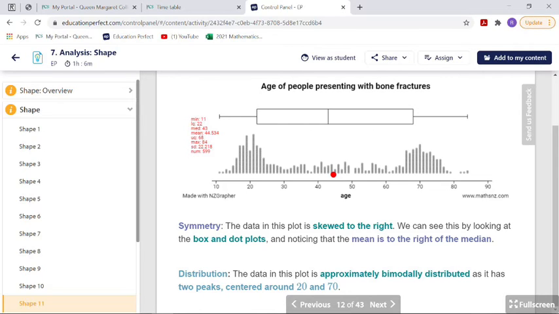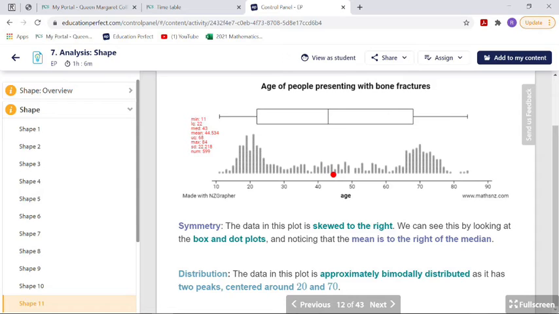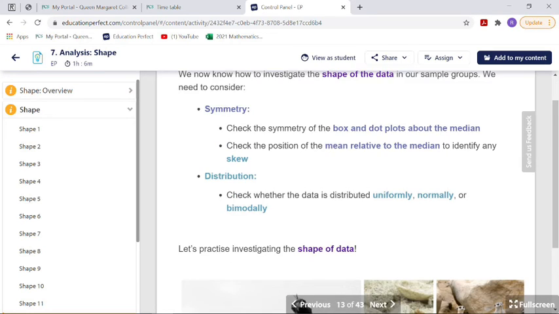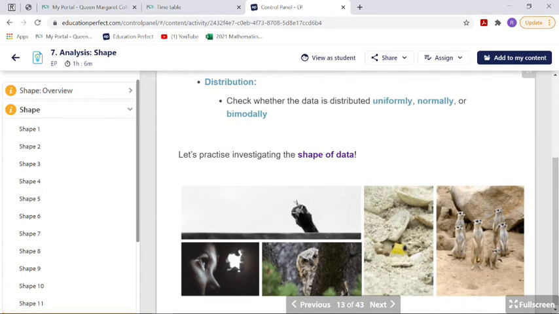So this one is approximately bimodally distributed. It has two peaks centered around 20 and 70. That's what I mean by giving the numbers. So if you have a peak, you have to tell me where it is. Okay? And again, we're going to look at how to write that up in just a minute. Right now, we're just looking at the shapes. Okay? So you should always talk about symmetry, and you should always talk about distribution. Using one of these three words. Don't get carried away and make up your own language, please.